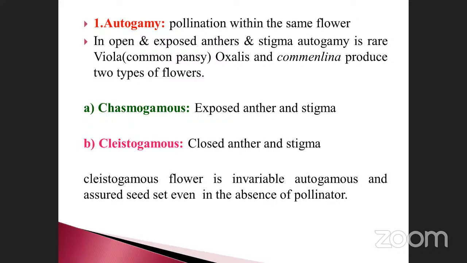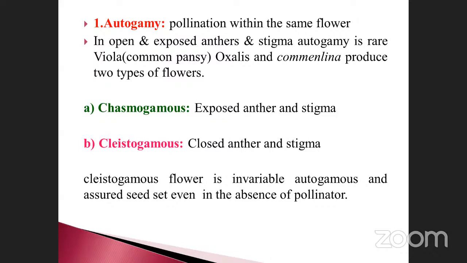These are another type, pollination in the same flower already. Suppose it is exposed to the anther or stigma, what happens? Autogamy is rare. See here, according to this, there are two types reported. What are the chasmogamous? Exposed anther and stigma. This is called chasmogamous. Cleistogamous, closed anther and stigma. This is another type. They may ask the question; cleistogamous is what they mostly ask.